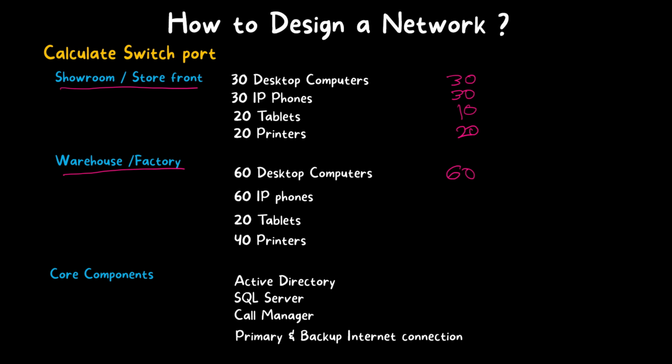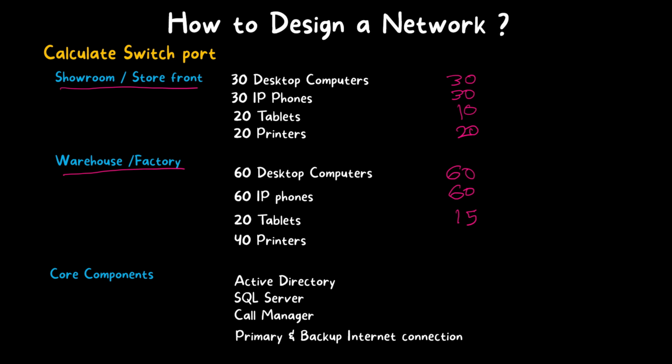Then again 60 IP phones. They also require 60 cables and 60 switch ports. So another 60 switch ports are required. Then 20 tablets. Here the tablets are using Wi-Fi, so we have to consider access points at the warehouse area. By considering the size of the warehouse area, we can consider 15 access points, so that 15 cables and 15 switch ports are required.